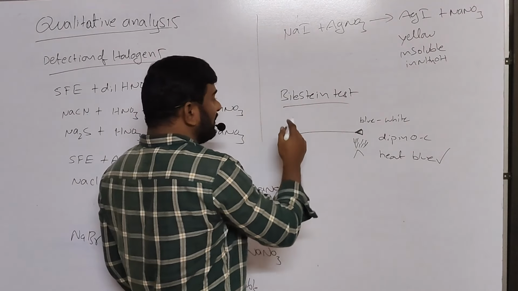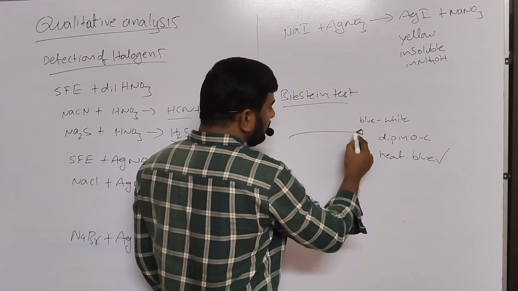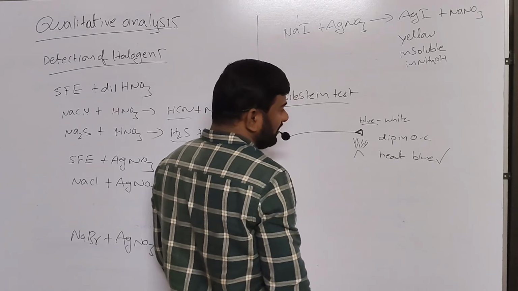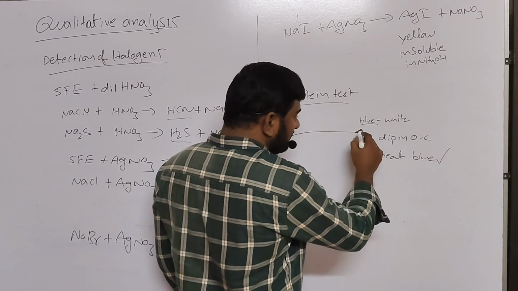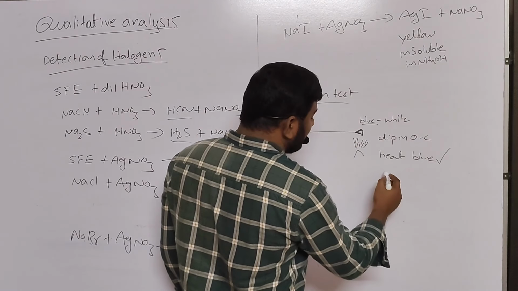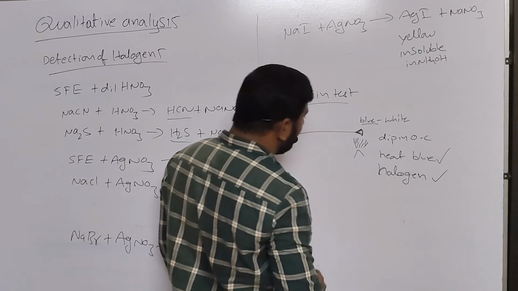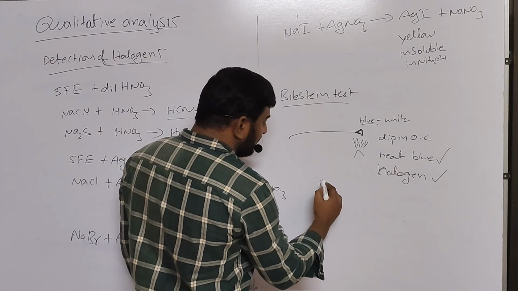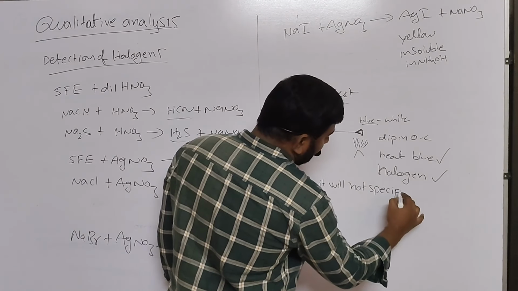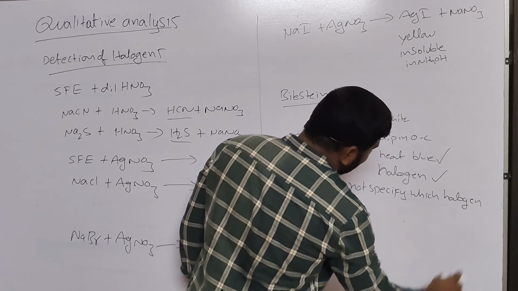Explaining once again. In the Beilstein test, you take a copper wire, flatten one end and heat it. Initially it will give a blue color, so you heat till it gives a white flame. Later this part you dip in the organic compound. Again you heat. By heating, if you get a blue color, then halogen is present in the given organic compound. It will not specify which halogen is present.